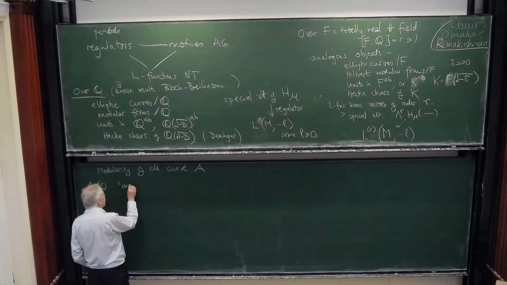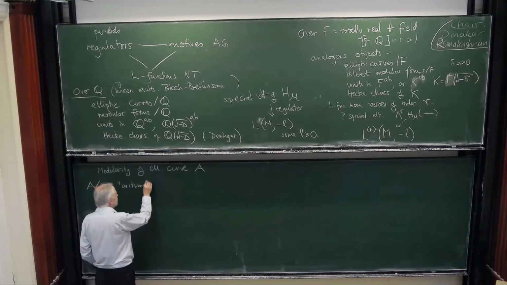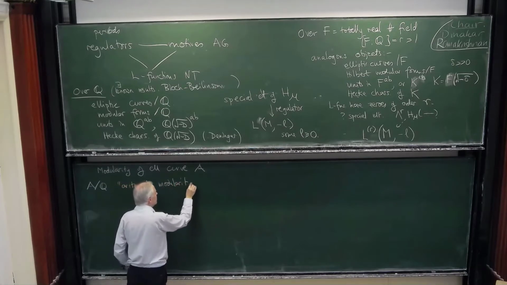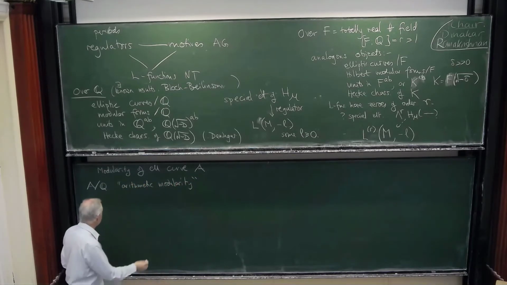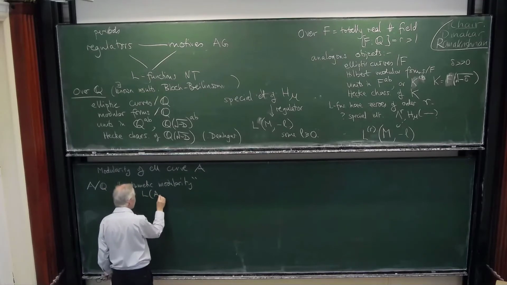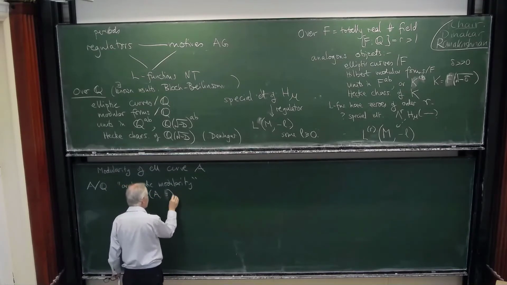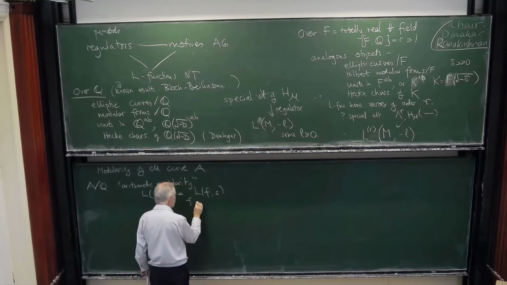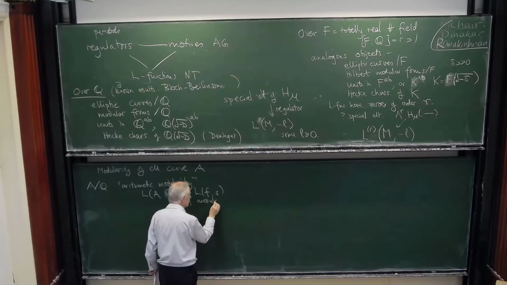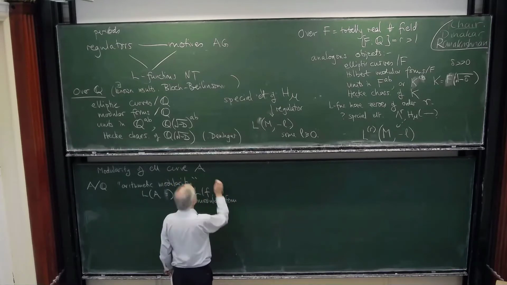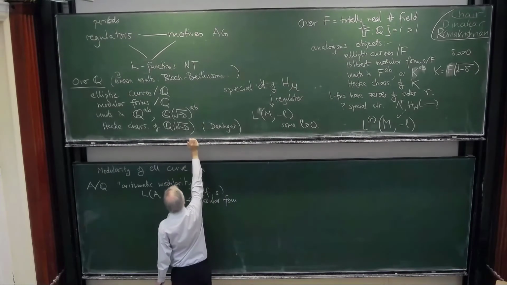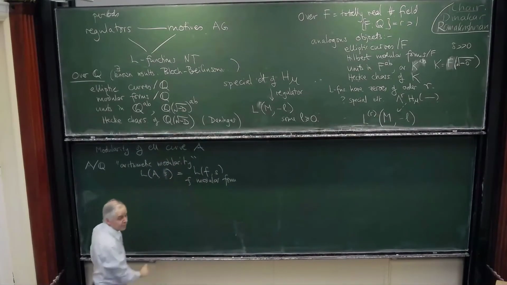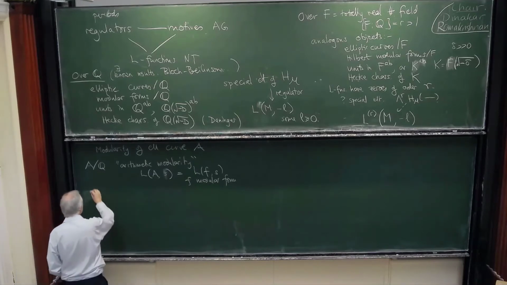One has the idea of arithmetic modularity. So that's most simply expressed by saying that the L function of the elliptic curve is the L function of a modular form. Okay, which of course is known by Wiles, etc.